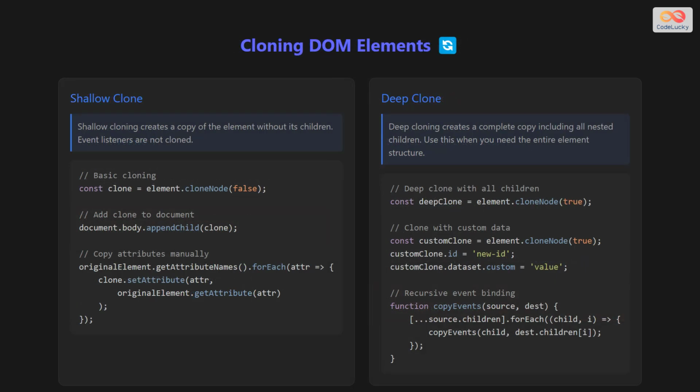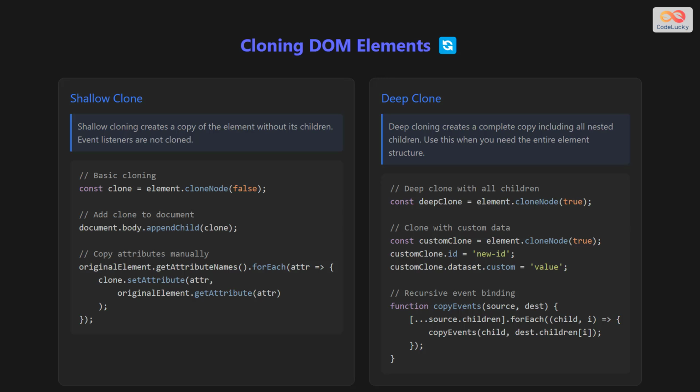In this section, we will discuss how to clone DOM elements. Cloning allows you to create exact copies of existing elements. There are two types of cloning, shallow and deep. A shallow clone creates a copy of the element without its children. Event listeners are not cloned in a shallow copy. This is done using the cloneNode method with the Boolean value of false. A shallow clone would be created using element.cloneNode with the argument false.